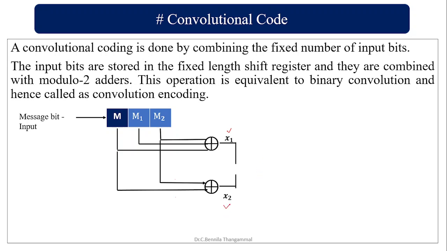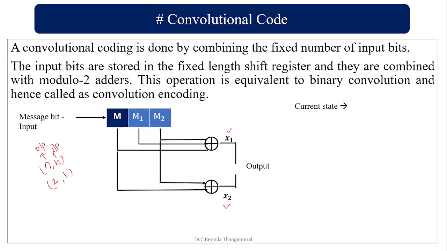In a linear block code (n, k), n gives you the length of the block and k gives you the message bits. Here, n is the number of outputs. For this convolution code we have two outputs, so n is equal to 2, and k is the input, which is only one bit. So this convolution code can be called (2, 1).